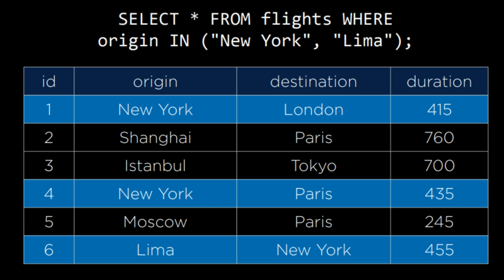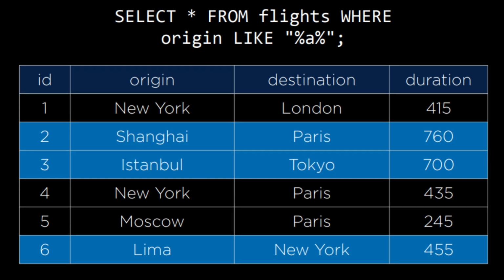So after that we can use other commands like this. For example, select star from flights where origin in a list, for example, New York or Lima. So in one of these two, we can get the values like New York, London, and other values like these. Okay. After that we can use another function, for example, select star from flights where origin like percent a percent. It will give the values where an a is present. For example, Shanghai has an a, Istanbul has an a, and Lima has an a. So we can get all the values of these.